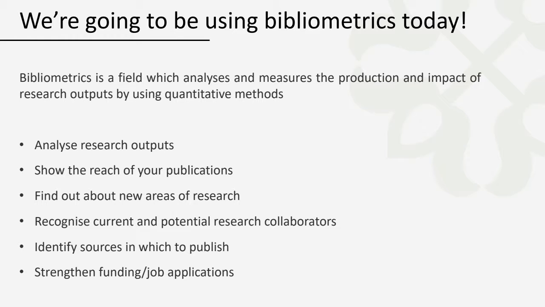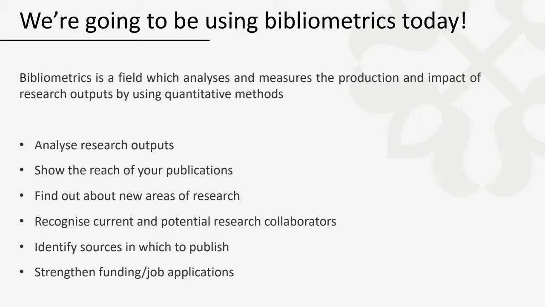You can find out about new areas of research. So by following citations and by looking at categories within these sources, within these tools that we're going to look at today, you can explore new areas of research. To recognise current and potential collaborators. So some of the tools that we have at our disposal that we'll look at today can help you to understand who else is publishing in a particular category or a research area. You can identify sources in which to publish, and in my experience, this is something that's quite a popular use of bibliometrics, though it is just part of the decision-making puzzle.